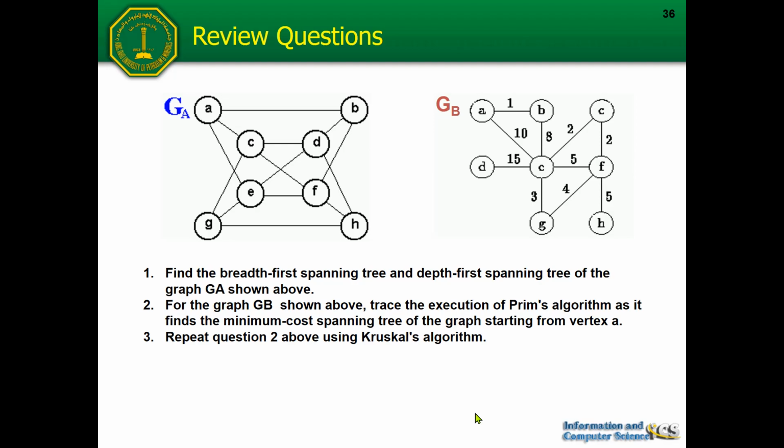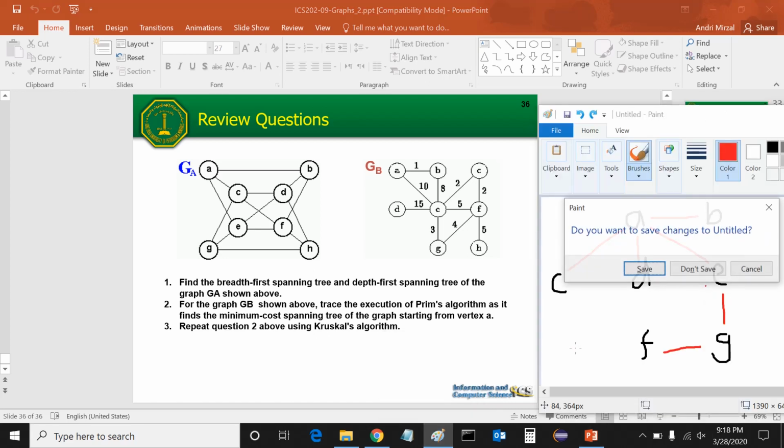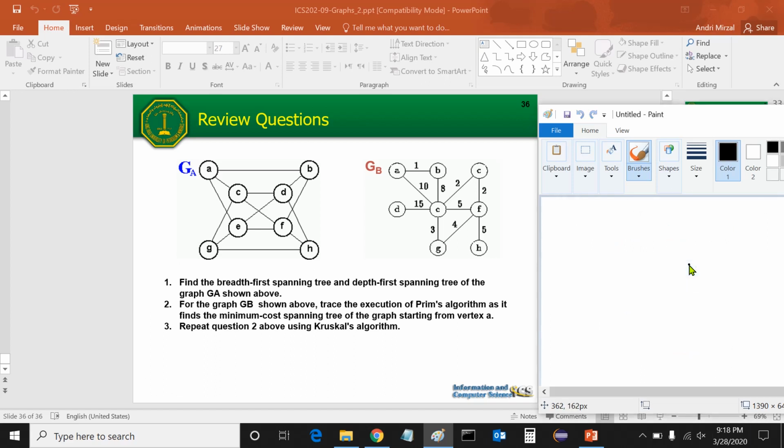So this is the review question. Let's just try to answer this question for the graph GB, because in this review question it says we need to apply DFS and BFS to derive the spanning tree. We will just answer GB, because in GB we are asked to derive the minimum cost spanning tree by using Prim's and Kruskal's algorithm. Now we start by using Prim's algorithm. So now we just draw the graph again.